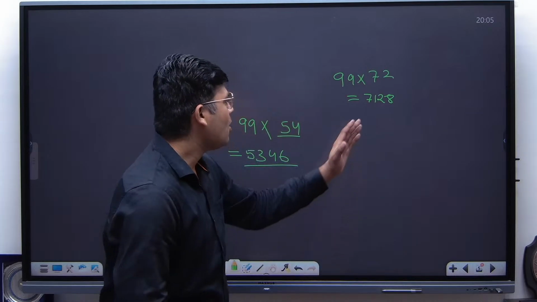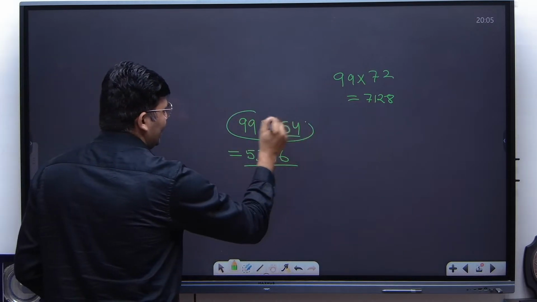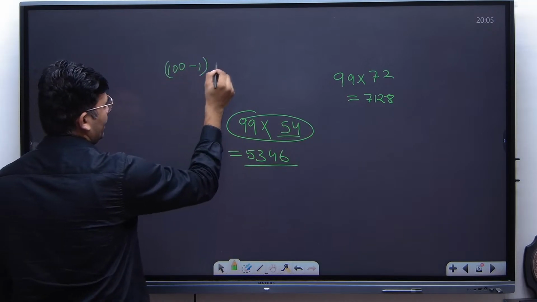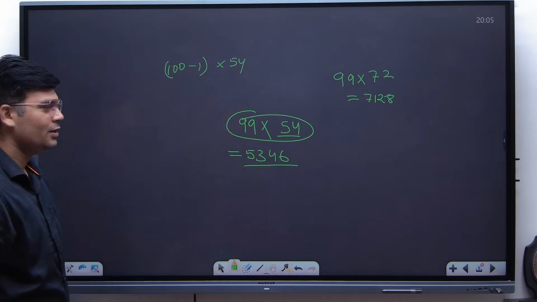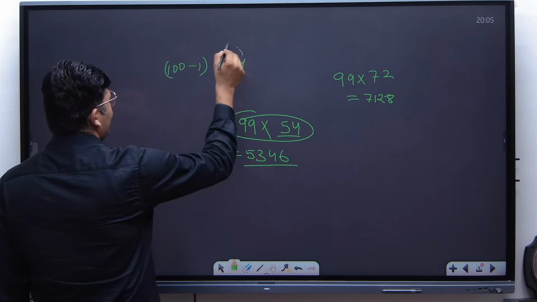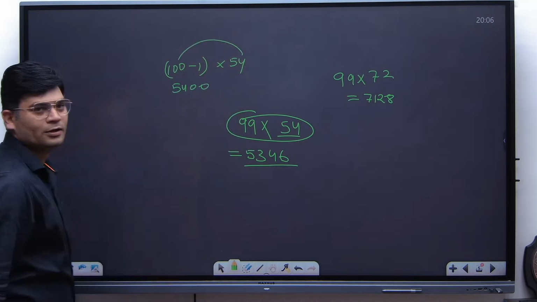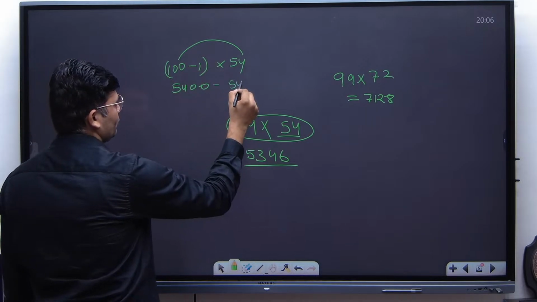Now how is this coming? See this. This 99 can be written as (100 minus 1) into 54. Can I write like this? Yes. Now say this. 54 into 100 is always going to be 5400, and 54 into minus 1 is going to be minus 54.